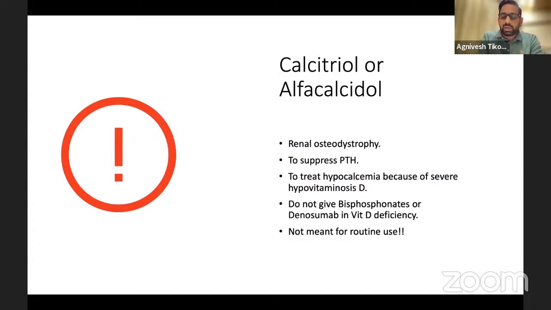Do not use formulations which contain calcitriol or alfacalcidol. It's an activated vitamin D. It has got specific uses. It is used in CKD patients because they cannot 1-hydroxylate their 25-hydroxy vitamin D and cannot activate it. So they need this formulation, or in certain diseases, but do not use this formulation otherwise because again, this will cause hypercalcemia and can lead to metastatic calcification or urinary stones.